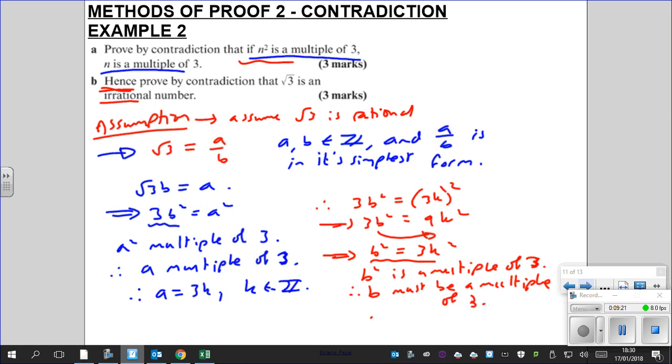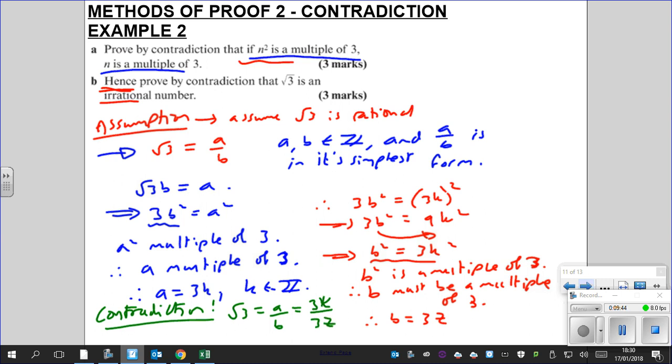And again, we can say then that b can be, call it something else, 3z. Okay? Now this is a contradiction. The reason why it's a contradiction is because we said that root 3 was a over b, and a, we said, is a multiple of 3, and b is a multiple of 3. So that means this 3 would cancel down. But it can't, because we said at the start that a over b must be in its simplest form.